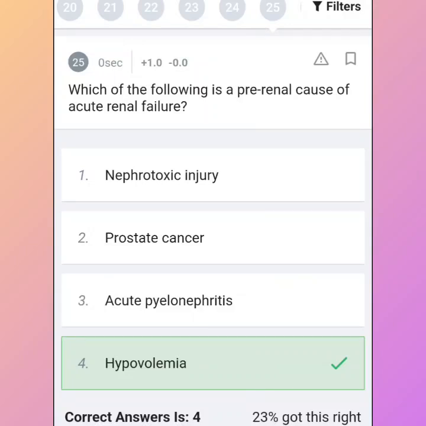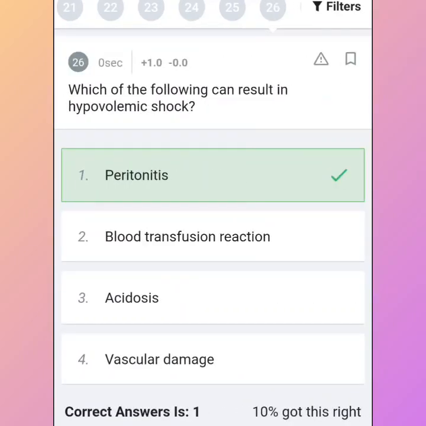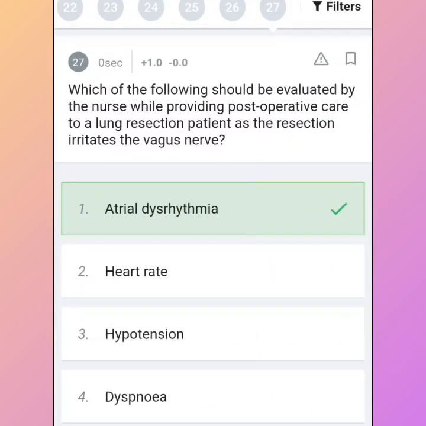Question number 25. Which of the following is a pre-renal cause of acute renal failure? Option 4, hypovolemia. Which of the following can result in hypovolemic shock? Option first, peritonitis. Which of the following should be evaluated by the nurse while providing post-operative care to a lung resection patient as the resection irritates the vagus nerve?